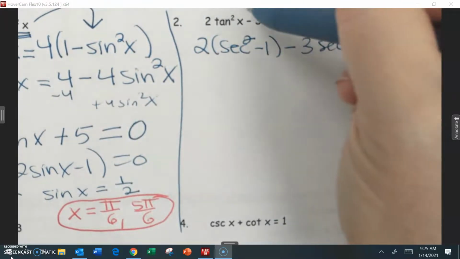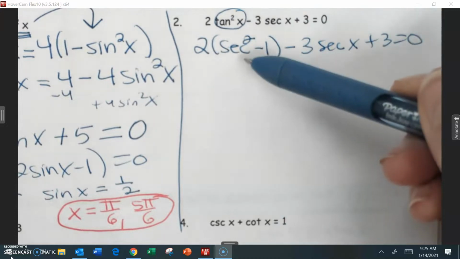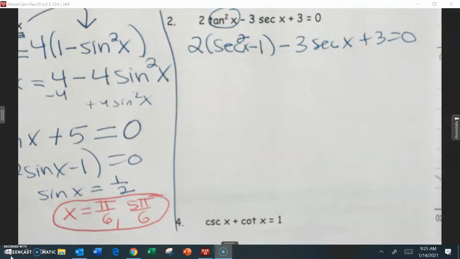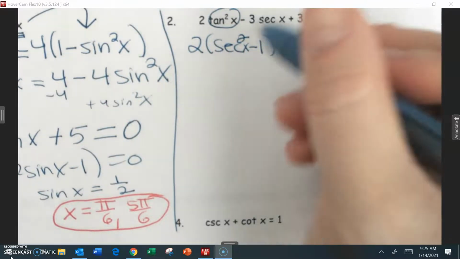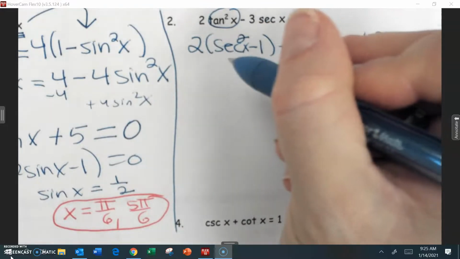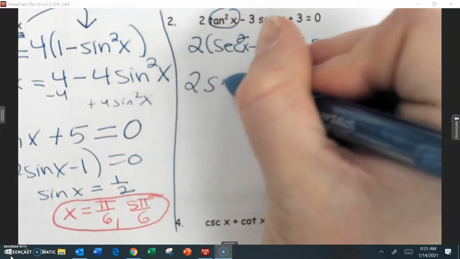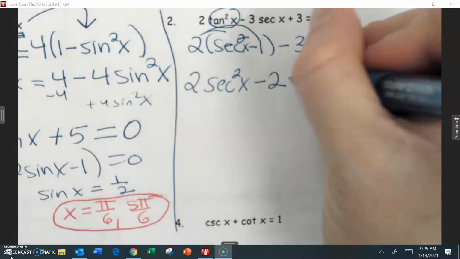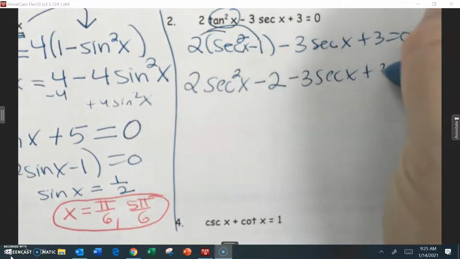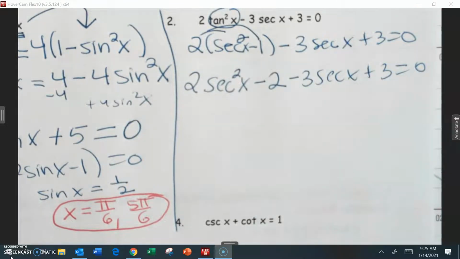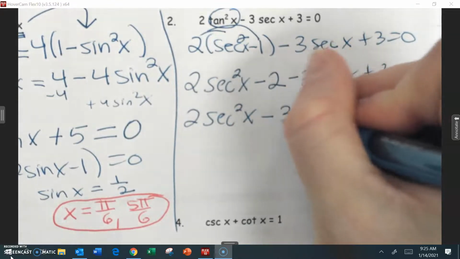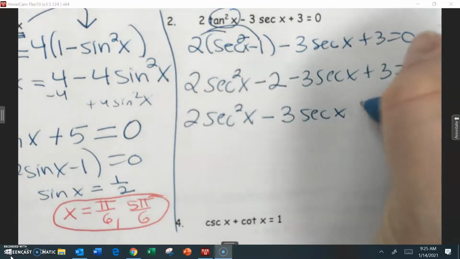So she replaced tangent squared x with its equivalent secant squared x minus 1, okay? Now, let's distribute. Let's do exactly what we did in problem number 1. So we have 2 secant squared x minus 2, because we're distributing, and then everything else is the same. And then we can combine like terms, right? So we have 2 secant squared x minus 3 secant x plus 1.